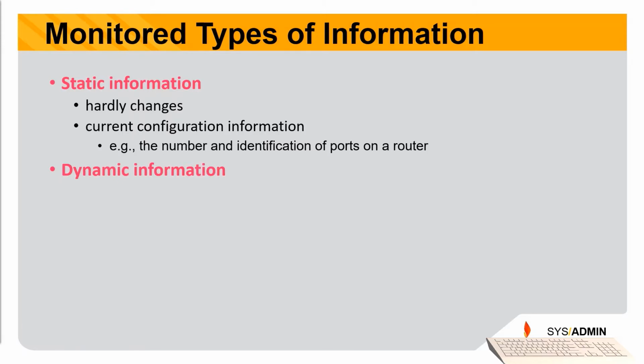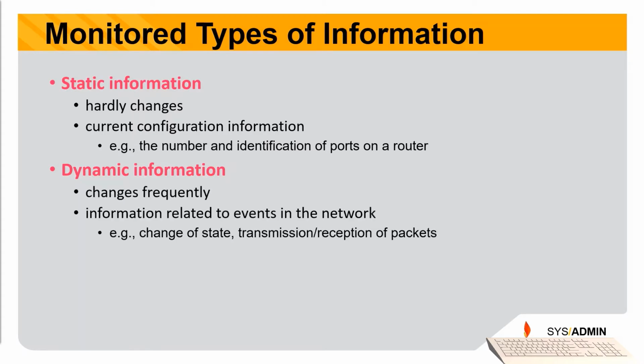Next would be dynamic information. Dynamic information changes frequently. It is information related to events in the network, such as the change of state of a device. For instance, the router serial 0/0/0 goes down, and then after a second it goes up. These are dynamic information. The change of state from on to off or from up to down is dynamic information. Also, the transmission and reception of packets are considered dynamic information. This depends on the number of packets that traverse the network, so it is dynamic, ever-changing information.